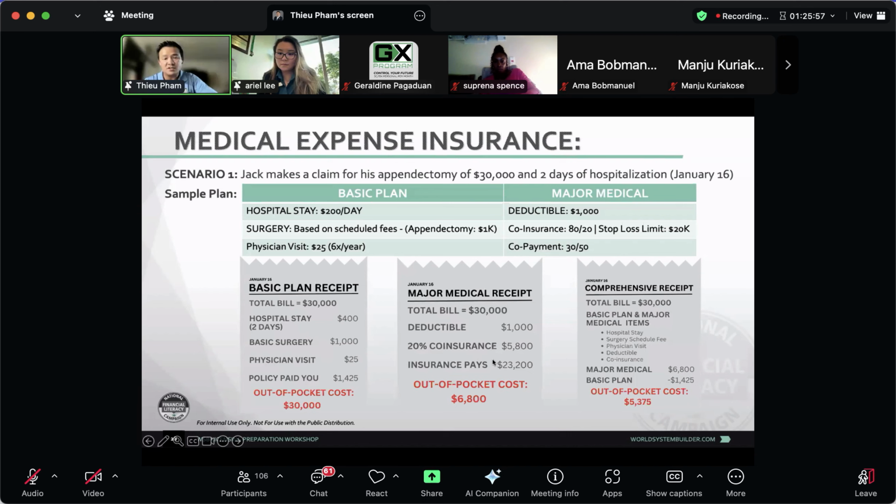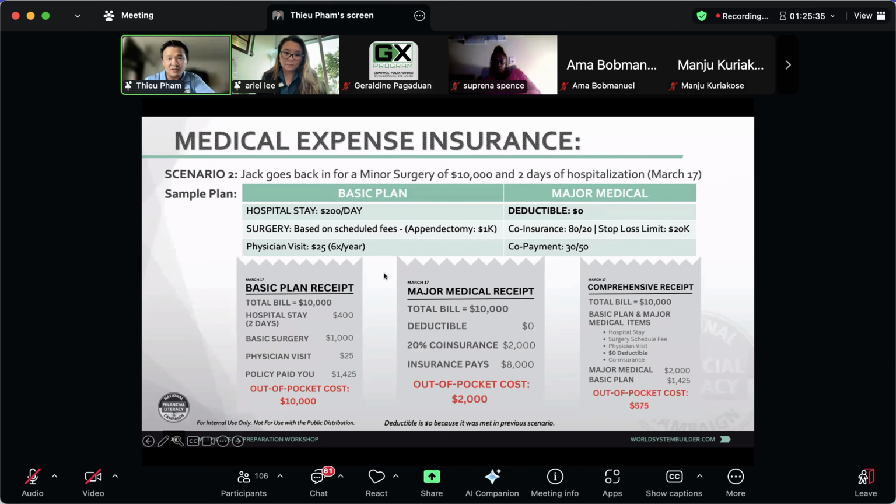The co-insurance is 20%, which is 5,800. So the insurance pays 23,000, and out of pocket is 6,800. And then you combine both of these. The major medical is 6,800 here, minus the basic plan, right? So the out of pocket is 5,375. So this is very confusing. Okay, let's get the answer.